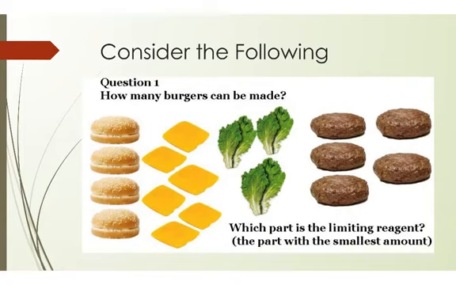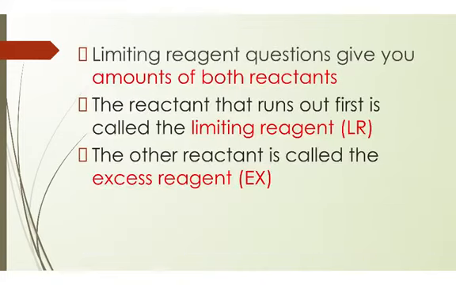So in this case, our lettuce is going to be our limiting reagent. If a completed burger must have one of everything, I will only be able to make 3 burgers in total. That's what limiting reagent is all about. It's looking at the starting ingredients and figuring out which one runs out first. The one that runs out first limits how much product can be made.